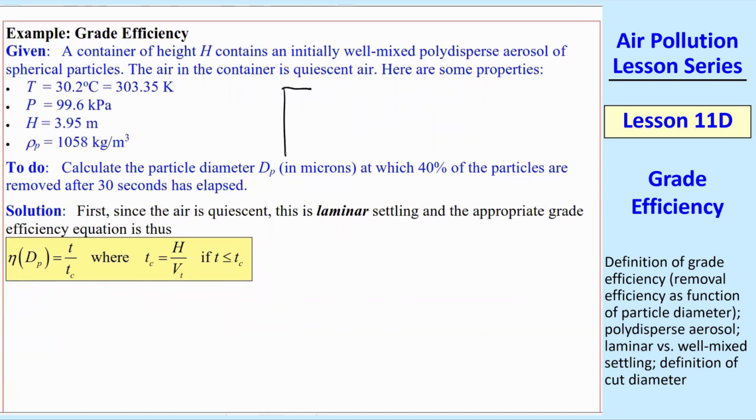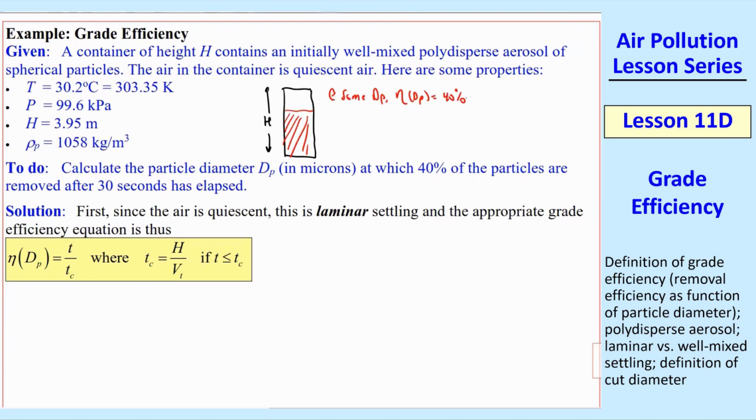And I'll just sketch what's going on here. We have some kind of a container with height h, and just like I sketched in those 3 cases, at some particular dp, eta dp is 40%, which is what we're after. But we don't know dp. This is at some time t1, which we're calling 30 seconds here. This is going to involve some kind of iteration.